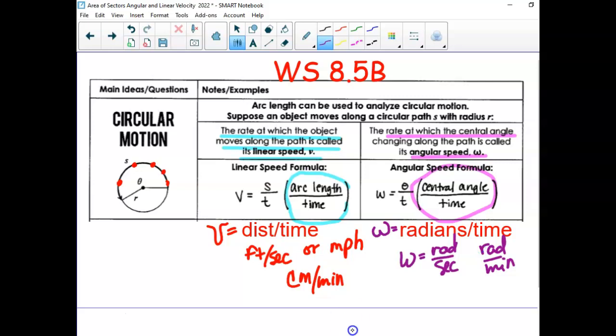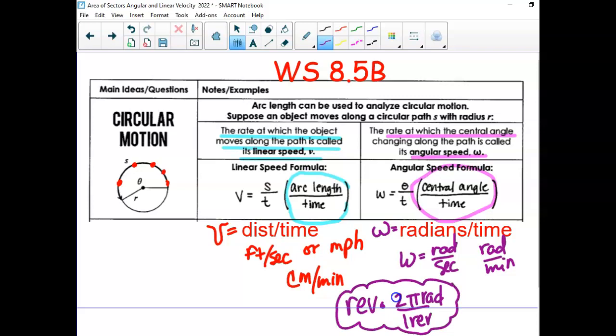And what do we know? Revolutions would need to be converted by what? Anybody know? One revolution is 2 pi radians. This is the conversion that you're going to have to use whenever they give us revolutions. You're going to have to say, well, I got to get rid of the revolutions and change them into radians, so I'm going to have to multiply by 2 pi. Does everybody see what will happen then? The revolutions cancel, and it'll change to radians.